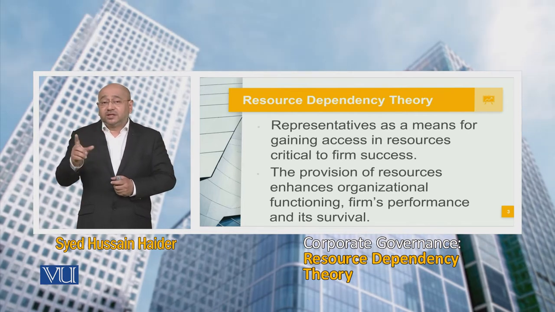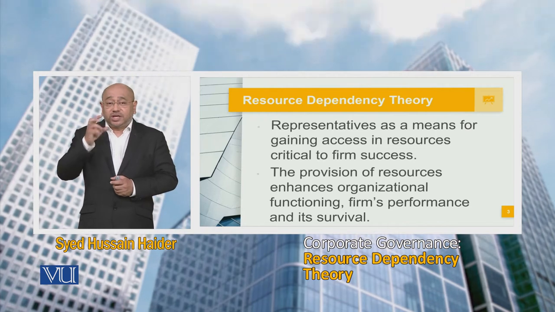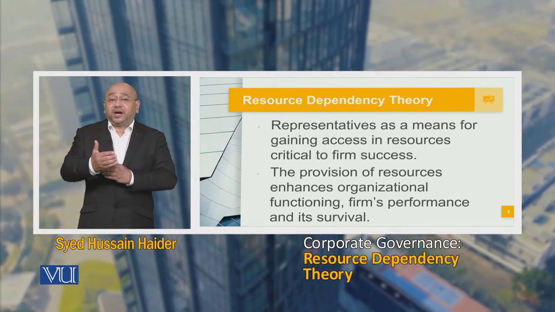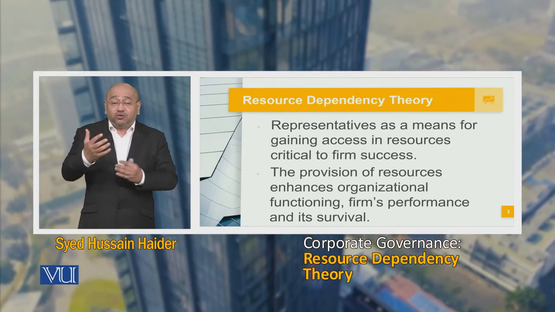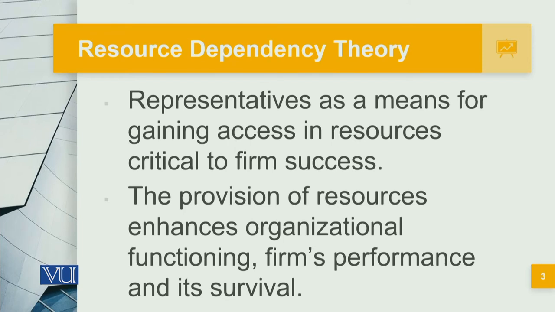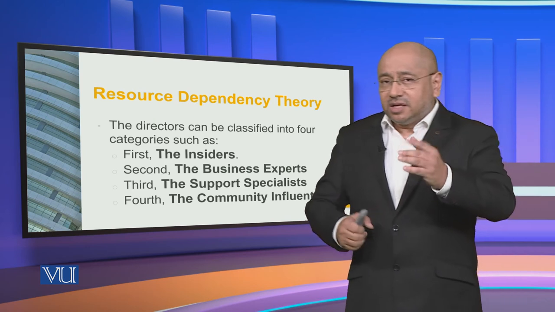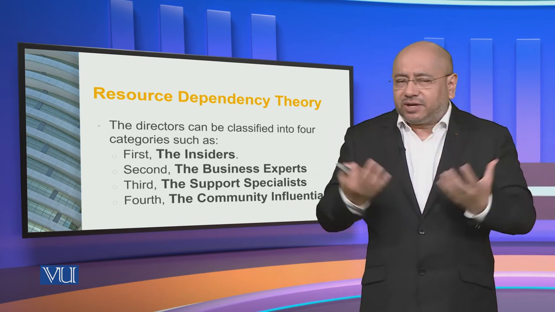Now, let's look at the different types of directors or different types of representation which can be on the board, whereby the organization would benefit from that diversity within that particular board. So, let us look at that. When we are looking at that, we see that directors can be broadly classified into four categories. First, the insiders. Second, the business experts. Third, the support specialists. And fourth, the community influencers. So, let us now turn to further elaborate on these four.